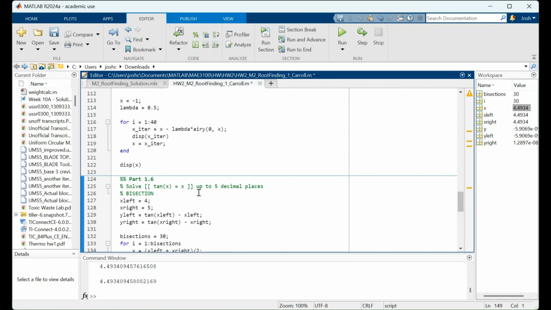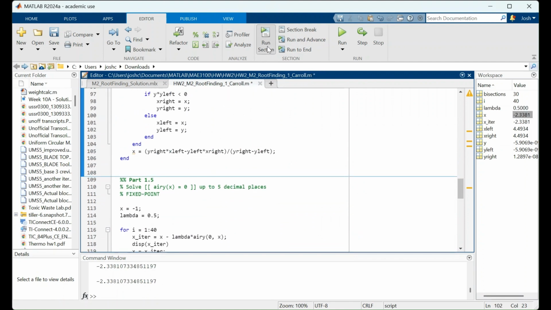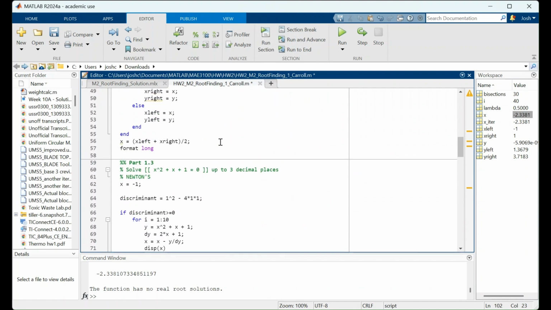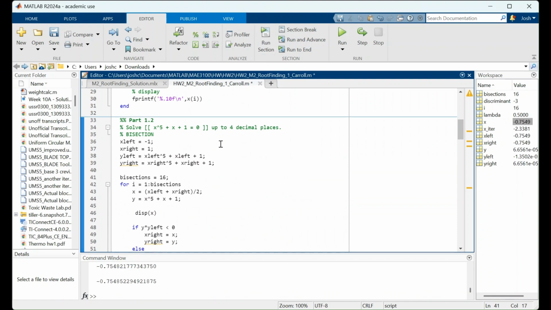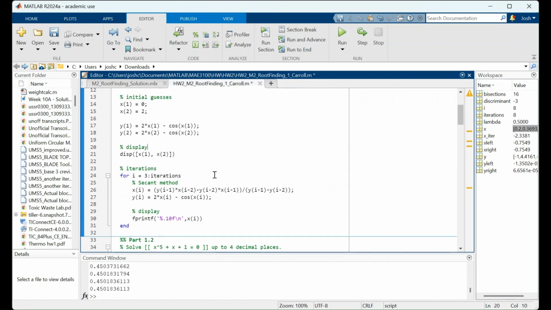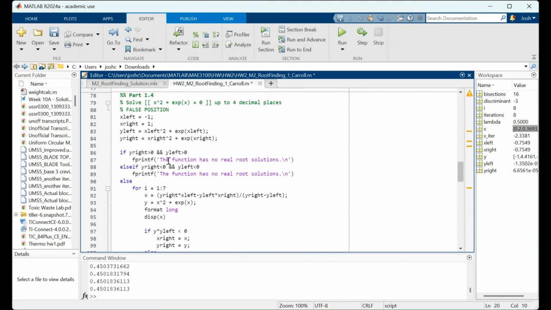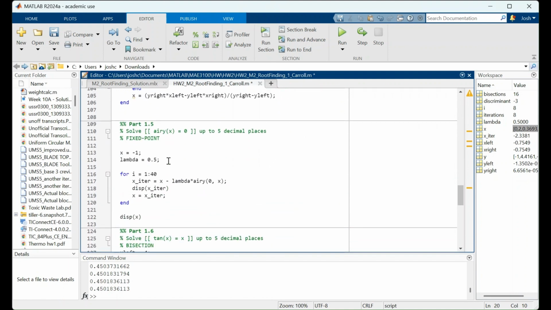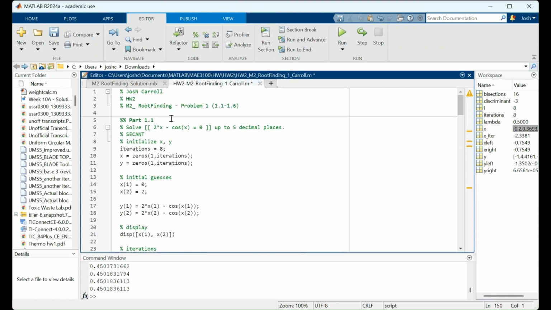I think I've run all the code I need to run. Let me run all these real quick again, just to say I did it. All right, there's 1.4, 1.3, 1.2, 1.1, and I used secant, bisection, Newton's, false position, fixed point, and then bisection. And yeah, I just did 1.1 through 1.6. All right, thank you.